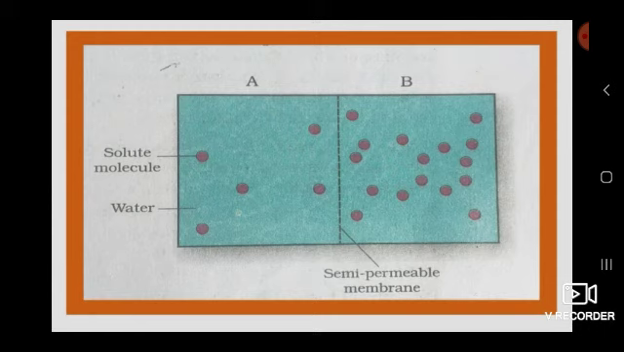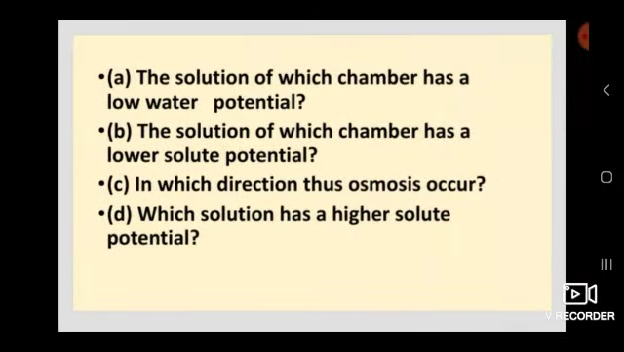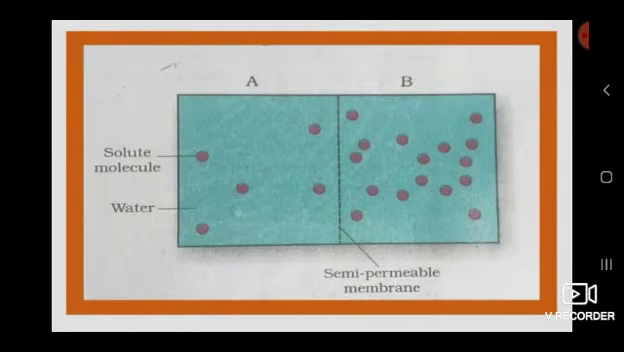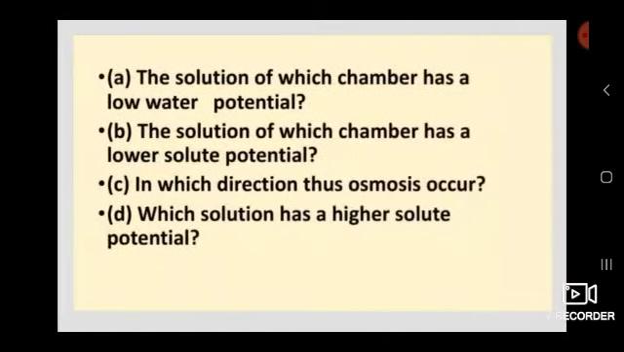Based on this picture, they gave some questions. Number 1: the solution of which chamber has a low water potential? See the picture. In which chamber is the water potential low? Yes, B. In B, less water potential is there. So the right answer is B.